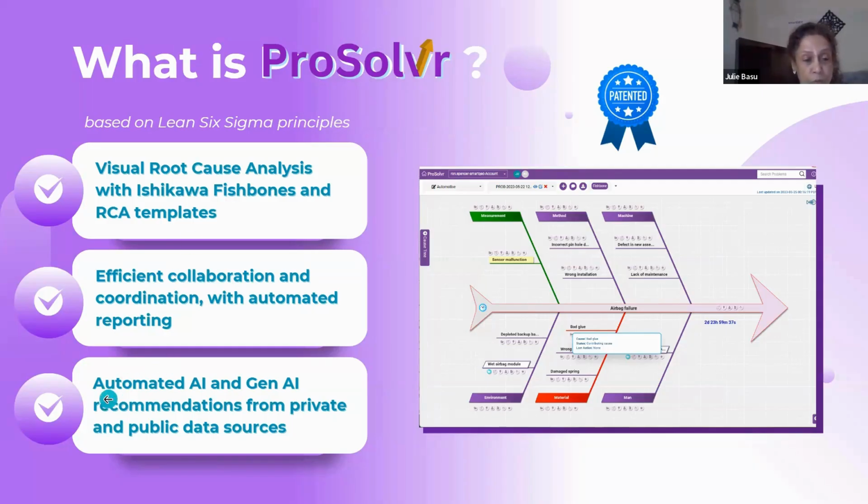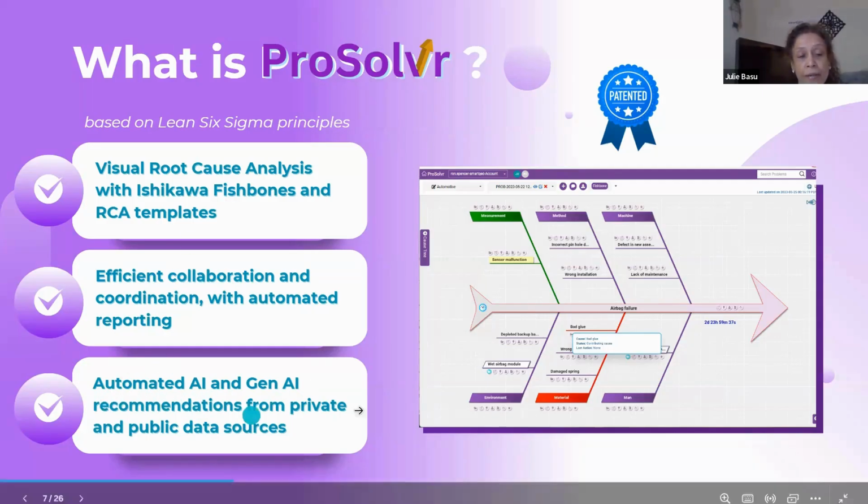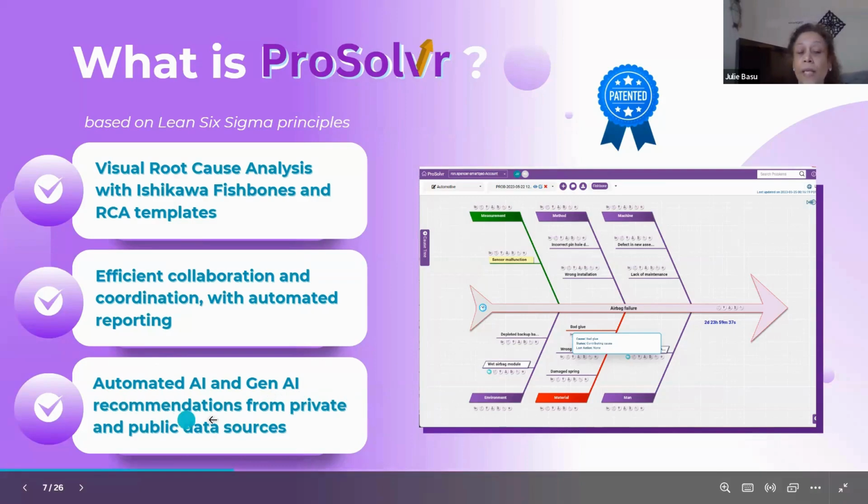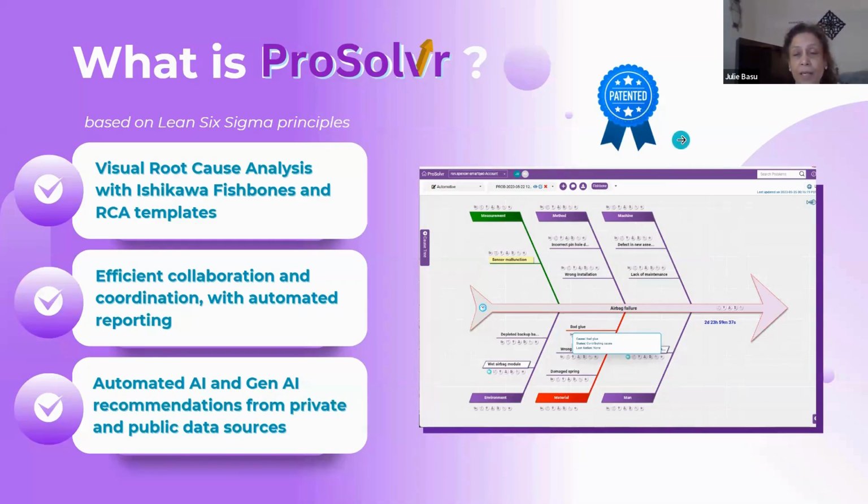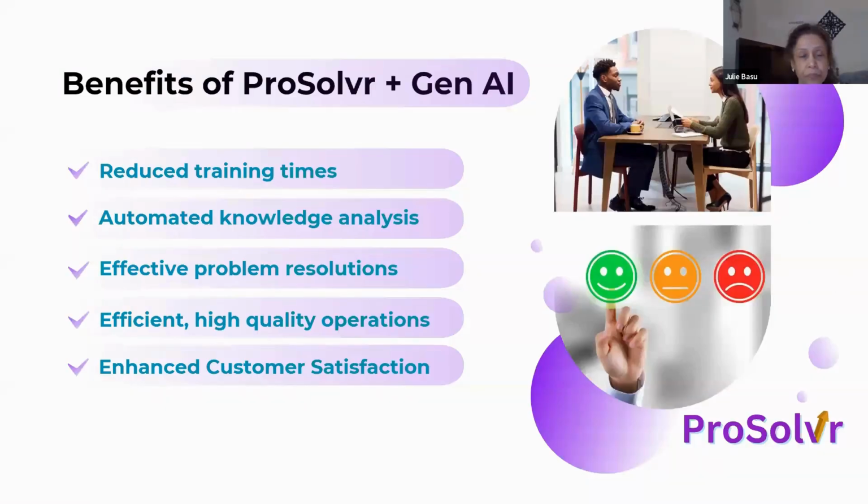And this is what we're going to focus on: automated AI and Gen AI recommendations from both private as well as public data sources. Right. So our technology, I'm very proud to say, has been patented, and it is a truly unique tool. You have to try it for yourself to understand what it can do for you.